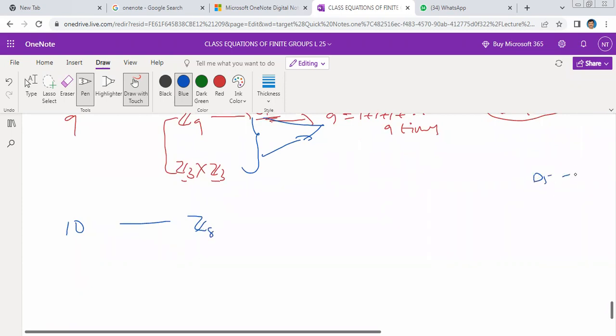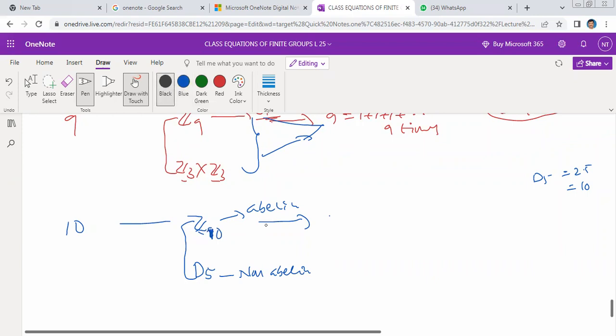What is D5? 2 times of 5, 2n. This is 10 elements. Yes, this is D5. Now look here, this is abelian. What about this one? Non-abelian. Dihedral groups are non-abelian. D5 is non-abelian. Z8 is abelian. Therefore, sorry, Z8 or Z10? Sorry, Z10. So what is the classification? 10 can be written as all ones, 1 plus 1 plus 1, it is 10 times.